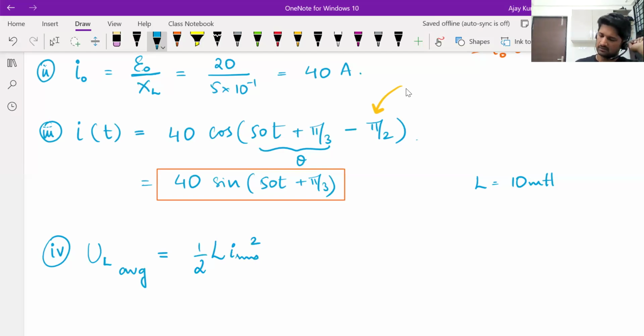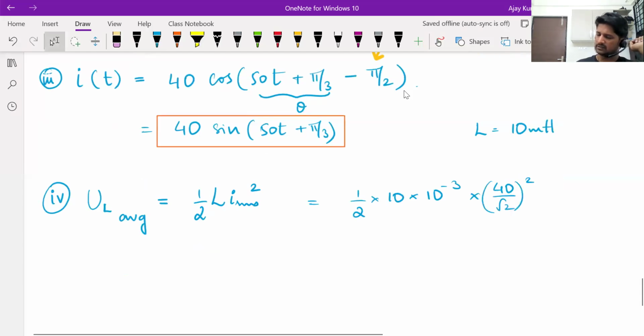That's all. So half L is 10 into 10 power minus 3, times RMS value of current squared. Peak value of current is 40. RMS will be 40 by root 2 and you square it. 40 square 1600 into 10 is 16,000 into 10 power minus 3 becomes 16 divided by 2 into 2 is 4. Answer is 4 joules. That's the average energy stored in the inductor.